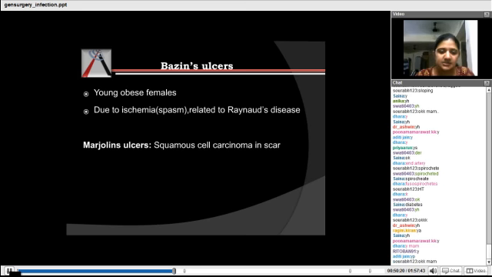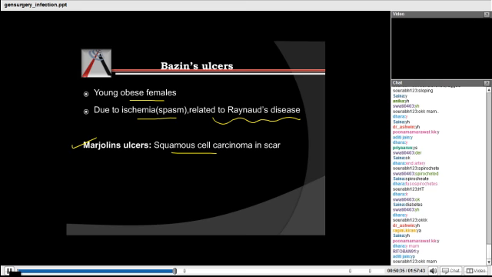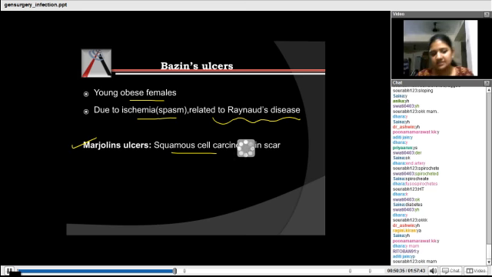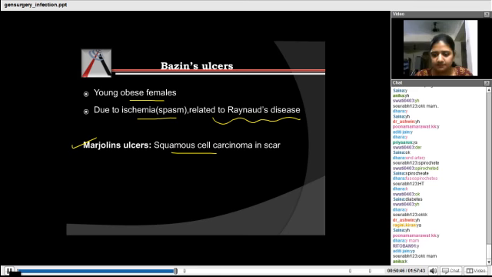Then comes Bazin's ulcer. Bazin's ulcer is seen in young, obese females. It happens because of ischemia, also related to Raynaud's disease. Another term, Marjolin's ulcer, is an ulcer that happens in squamous carcinoma. A squamous cell carcinoma resulting in a scar forming an ulcer is called as a Marjolin's ulcer. Be familiar with all these different type of ulcers. They are very common source of MCQ in general surgery.